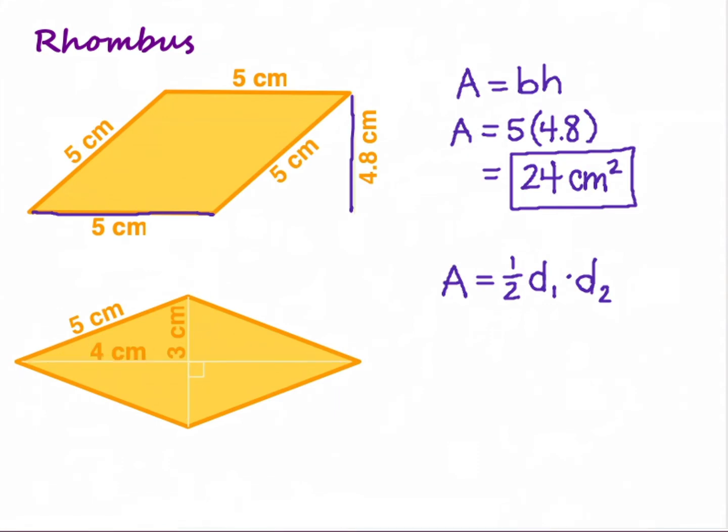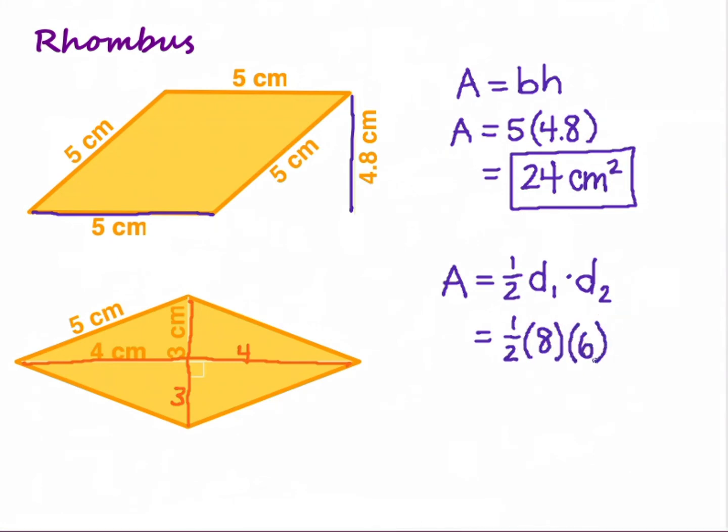If you remember the lovely symmetry of rhombuses, if that side is 4, this side is 4. And if that's 3 up there, then this would be 3 down here. So in the formula, we're going to grab the entire length of the diagonal and the entire length of the other diagonal. So in this case, we would be talking about 1/2 times 8 times 6, the lengths of those two diagonals. Half of 8 is 4 times 6 is 24 square centimeters.